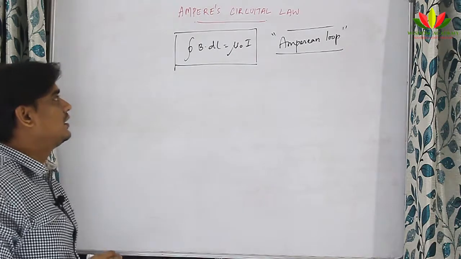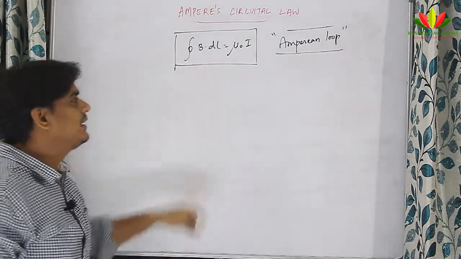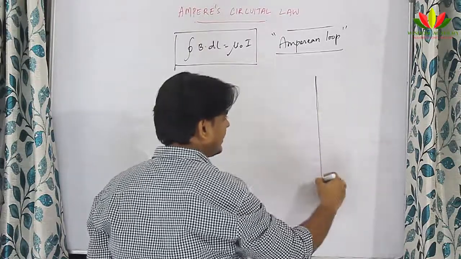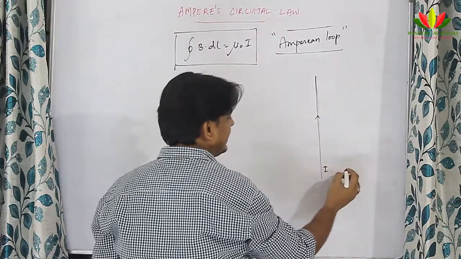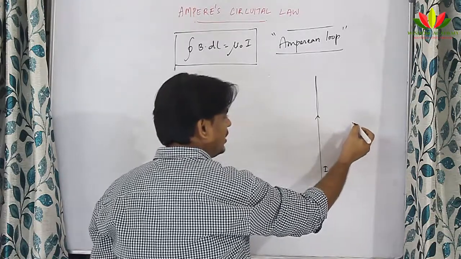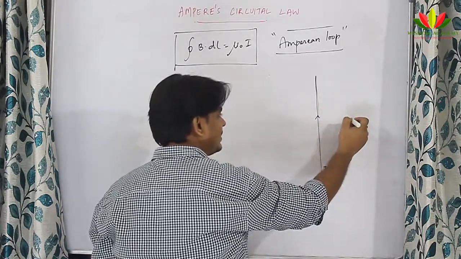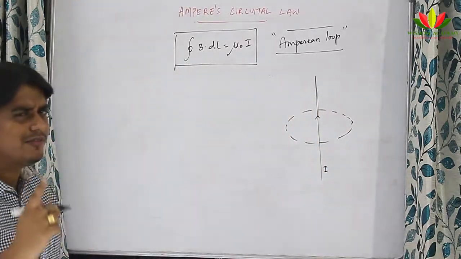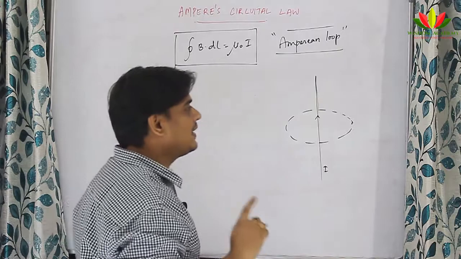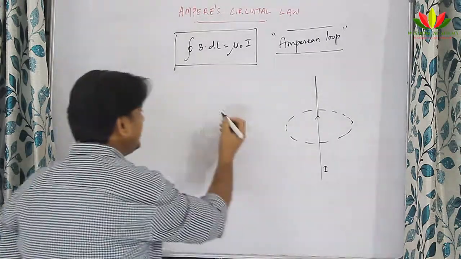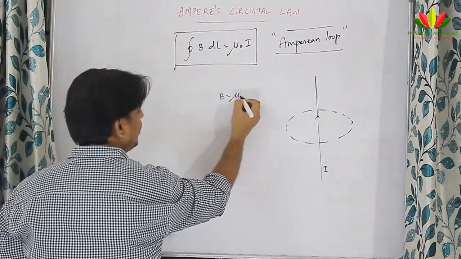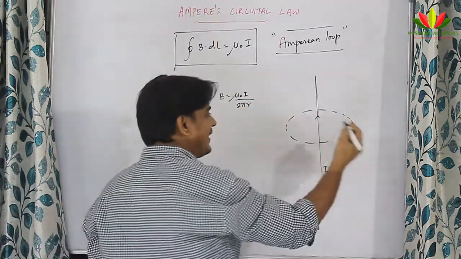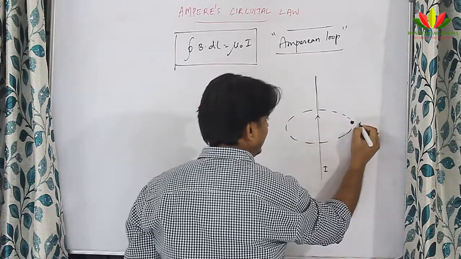So how did this formula come? Let us try to derive it. We can derive it for a straight current carrying conductor. Let us assume there is a straight current carrying conductor carrying current I, and I will take any point here. I told you, if you take any point around it at the same radius, it will have the same magnetic field. And how much will it be? I have told you that the magnetic field around a straight current carrying conductor is B equal to mu naught I by 2 pi r.